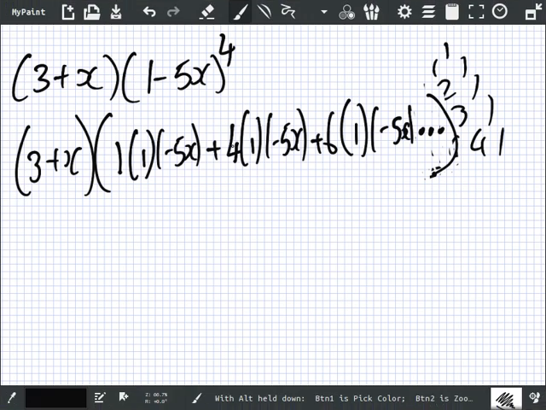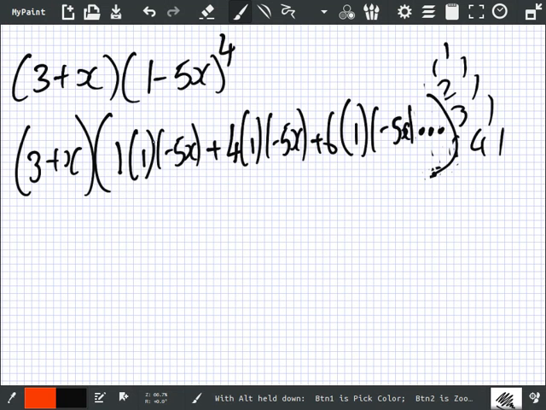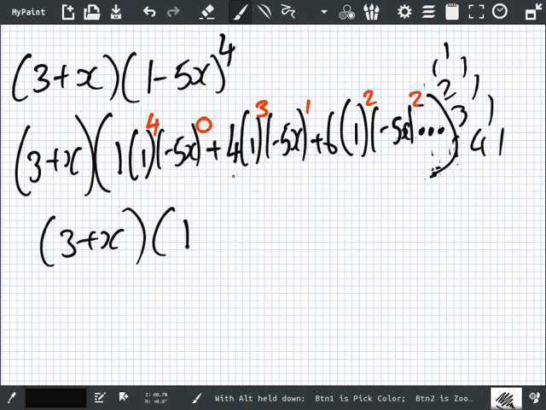I have to be very careful, because they want ascending powers of x. So we start at 0. Which one starts at 0? Negative 5x. Yeah, very good. That's it. And this one? 4. Then 3, 1, 2, 2. So this will be 3 plus x times 1 minus 20x, minus 5 times 4, and then minus 20, plus 150x squared, and then the rest we don't care about.